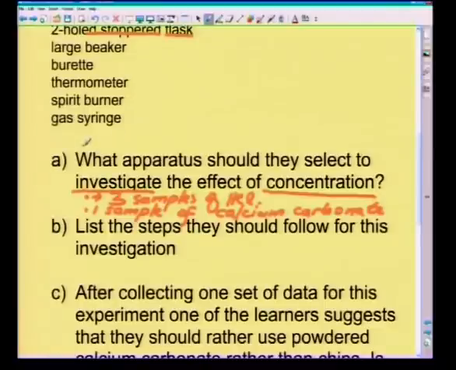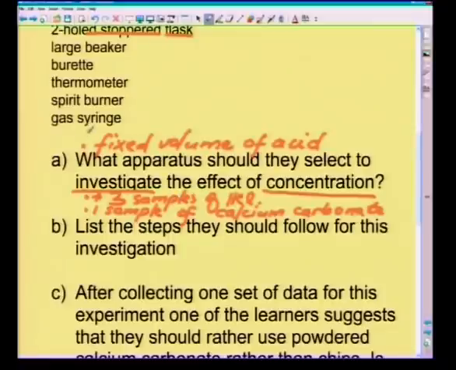Another thing that you should ensure is that you need to have a fixed amount of acid. Although you're taking the 3 samples of acid in terms of varied concentration, the volume should be fixed, so that no other factor is going to affect your results except what you are investigating.